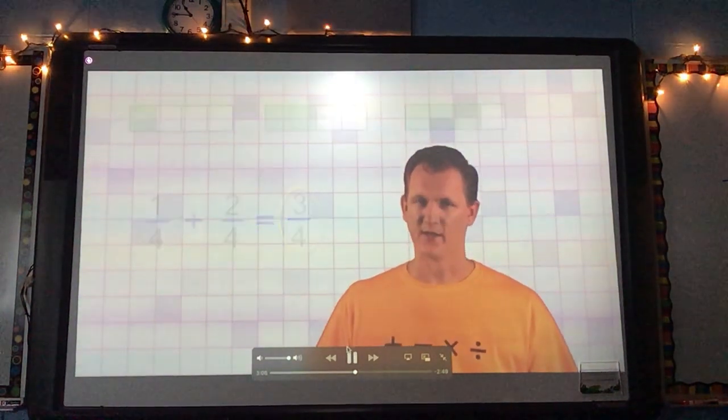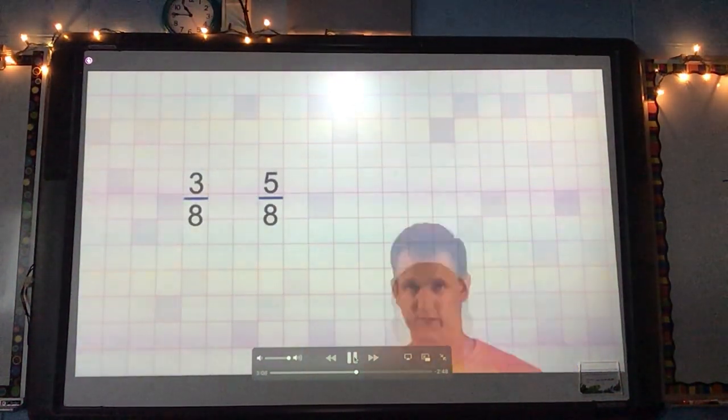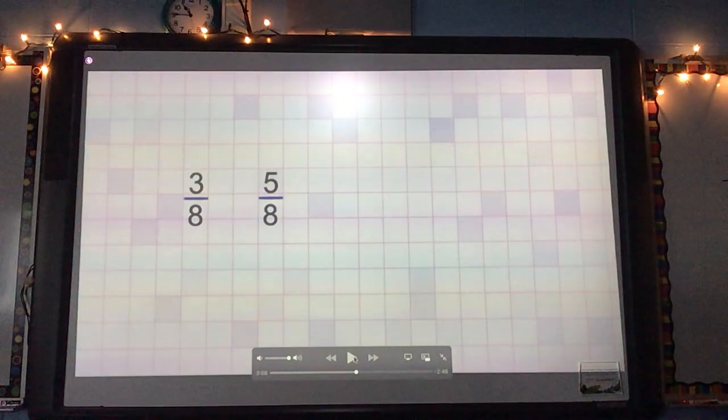Let's try another one. Let's add 3/8 to 5/8. You tell me that answer. 3/8 plus 5/8. Is my denominator going to change? No. My denominator is going to stay the same. Good. My numerators, 3 and 5, what do I do with those? I add them to get 8.